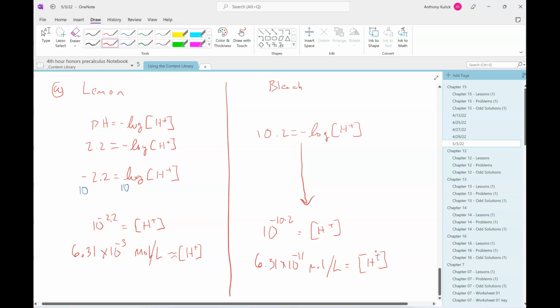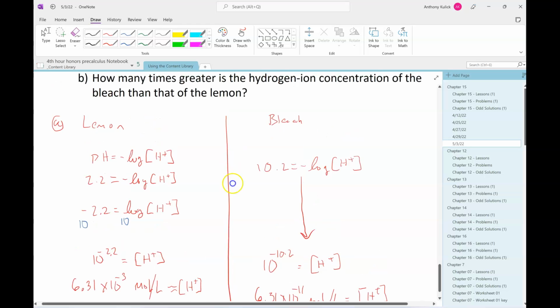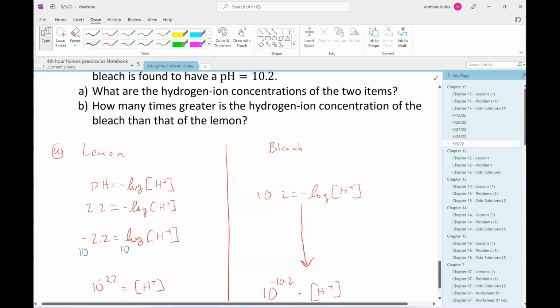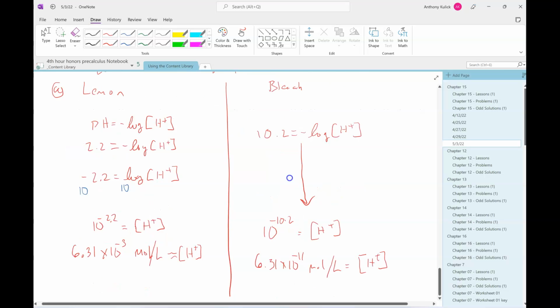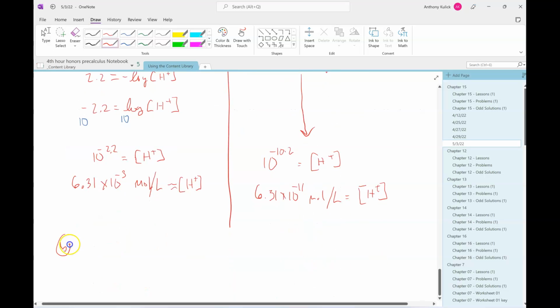Cool so far? No big deal. Part B says, how many times greater is the hydrogen concentration of the, probably should say lemon here, than that of the bleach. I think that's probably just a typo, since the bleach clearly would have less hydrogen ions than the lemons. All right, so for part B, if we ask how many times greater is something, what operation are we really talking about?